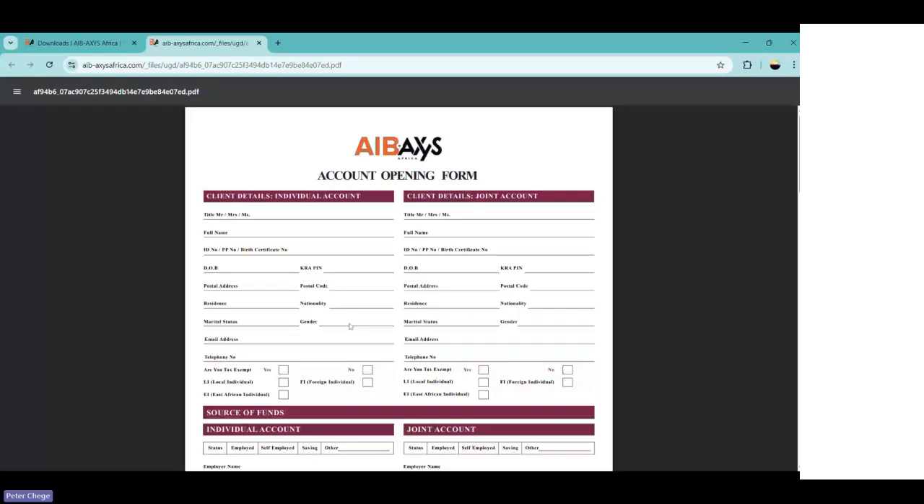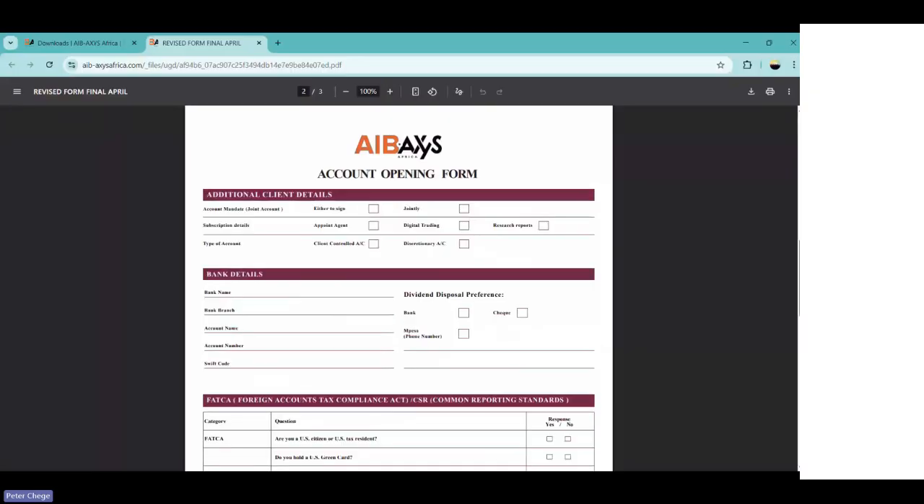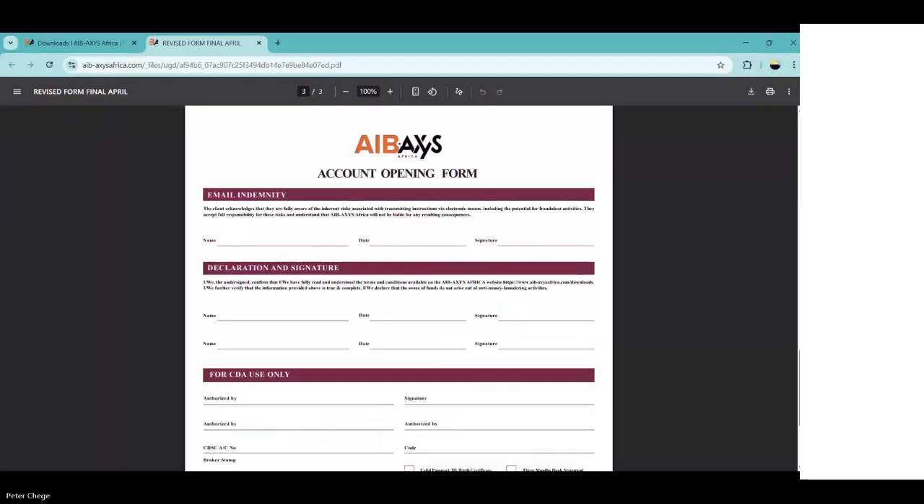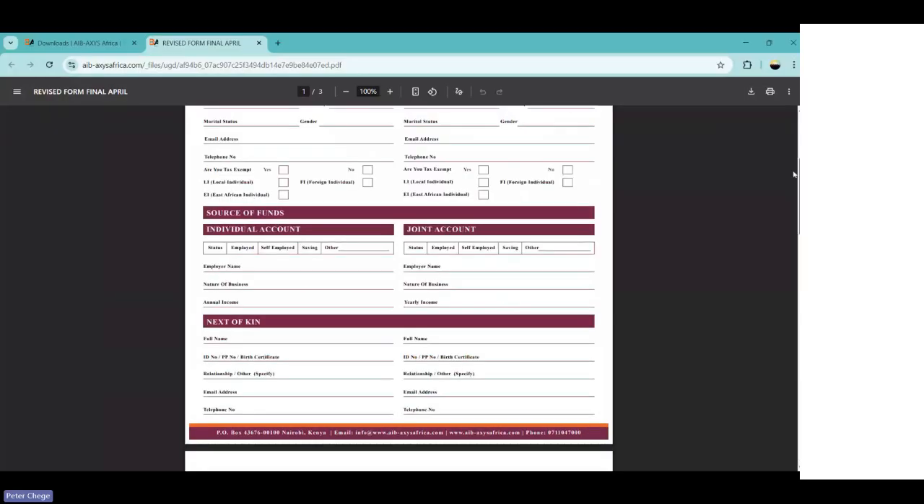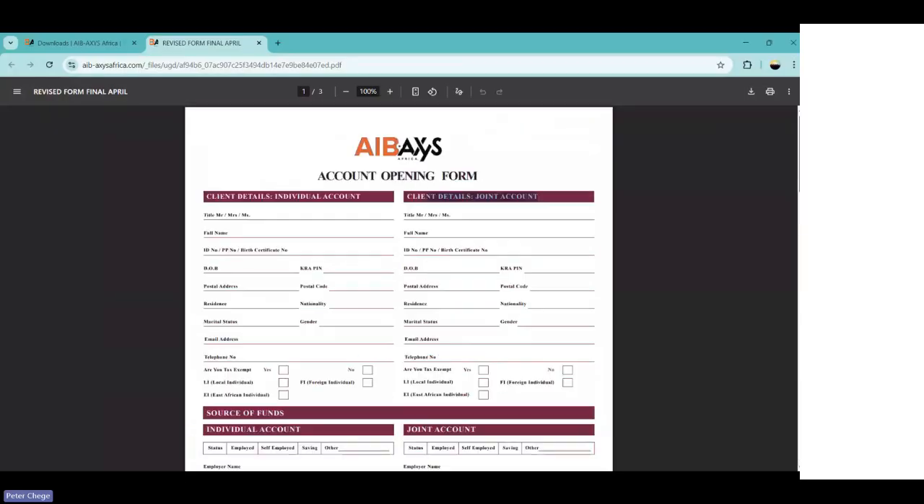The form that opens, this is where you fill in. For individual, you just fill in the individual account side. If it is joint, you fill in the individual part and the joint account holder. So those are two people. And you share these attachments which are down here. Valid ID, 3 months bank statement, KRA PIN, current passport photo. M-Pesa statement, it has to be certified. There is a way you can request on M-Pesa.